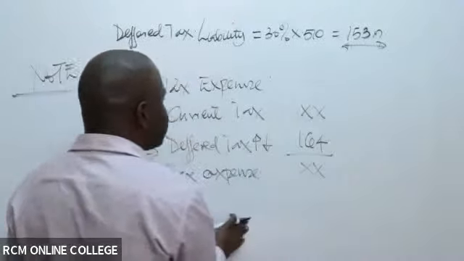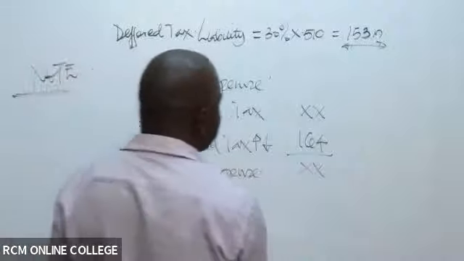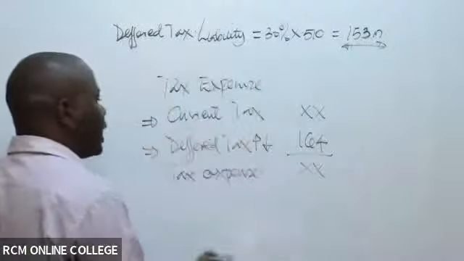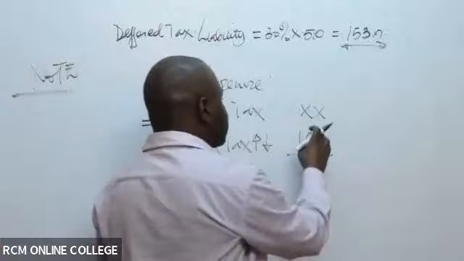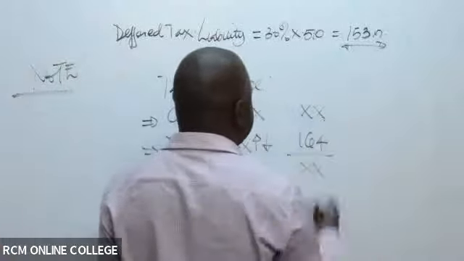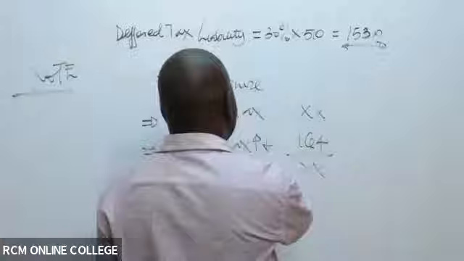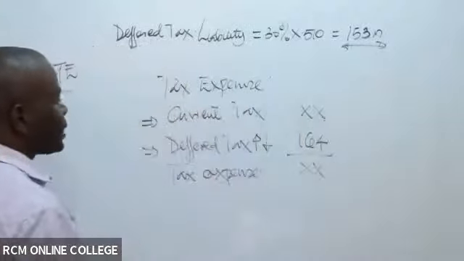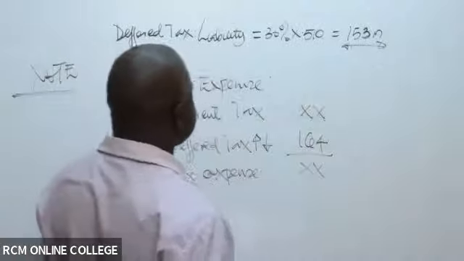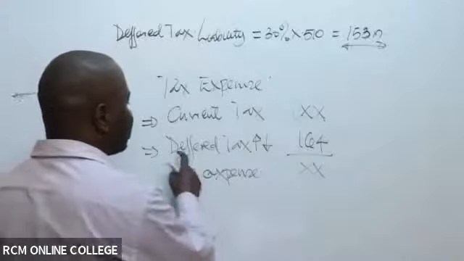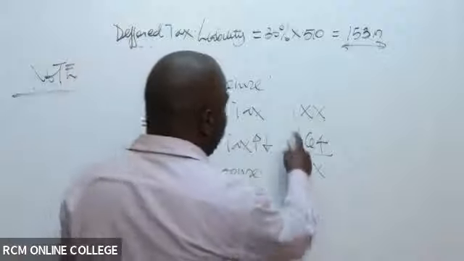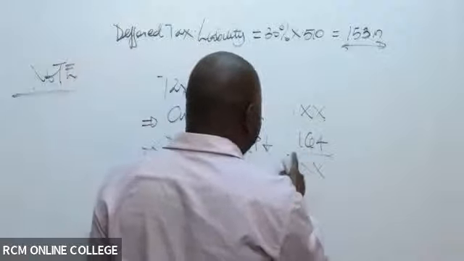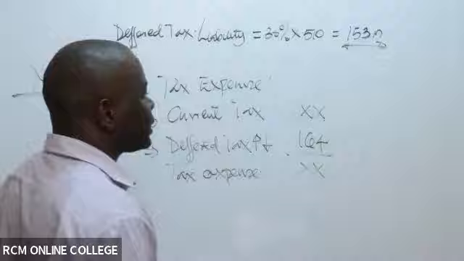But if it was an expense, you'll sum up the two. Remember, this one will be a negative. So when you add it, it reduces the tax expense. It will reduce the tax expense. But if it ended up being a deferred tax expense, you'll add up the two. And of course, it will increase the tax expense.